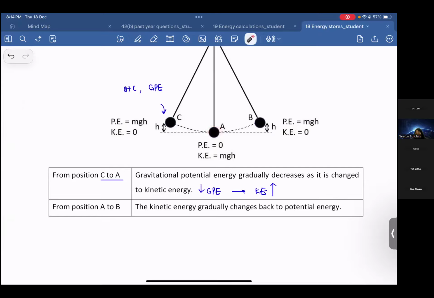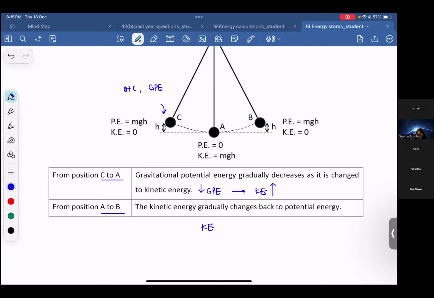At position A, at normal height, GPE becomes 0. All the energy it has is kinetic energy right now. It's kinetic energy, not GPE. Then from C it swings to A, then from A it swings to B. Now we again start to increase our height. That means our MGH will start to increase. Our GPE will start to increase.